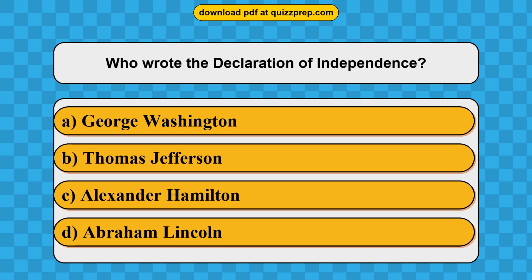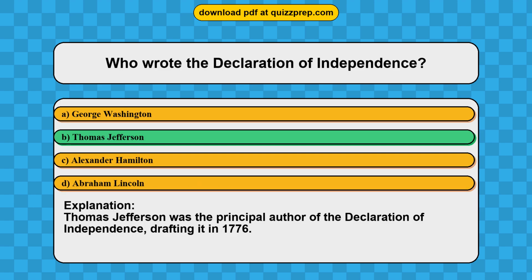Question 52. Who wrote the Declaration of Independence? Option A. George Washington. Option B. Thomas Jefferson. Option C. Alexander Hamilton. Option D. Abraham Lincoln. The correct answer is option B. Thomas Jefferson. Thomas Jefferson was the principal author of the Declaration of Independence, drafting it in 1776.